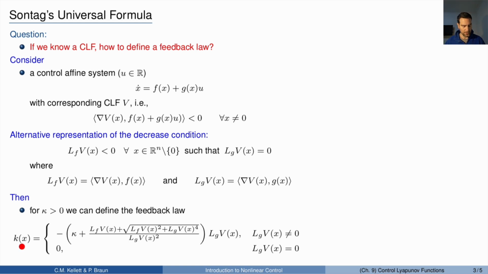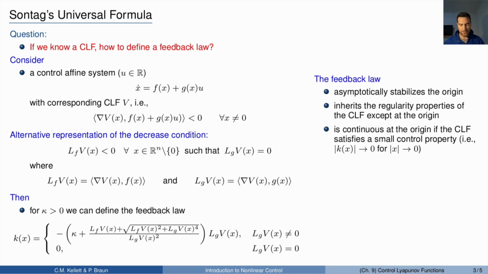And you find it in several books with corresponding properties of this feedback law. Namely, this feedback law guarantees asymptotic stability of the origin of the closed loop system. The feedback law inherits all the regularity properties of the control Lyapunov function, except for the origin, meaning if the function V is twice continuously differentiable, three times continuously differentiable, then similar statements can be made about k of x, again, except for the origin.